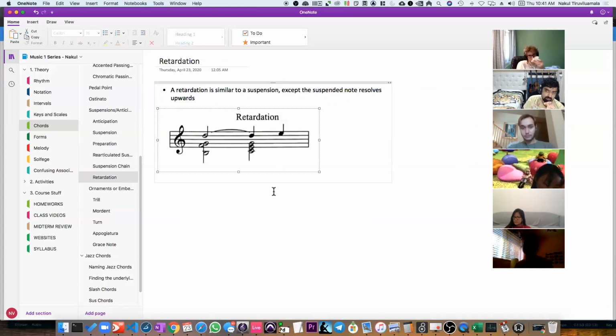Retardation. Now, retardation is the opposite of a suspension. It's different from a suspension in that a suspension resolves downwards and a retardation resolves upwards. So you have retardation. If this was suspension, this D would resolve down. Right?